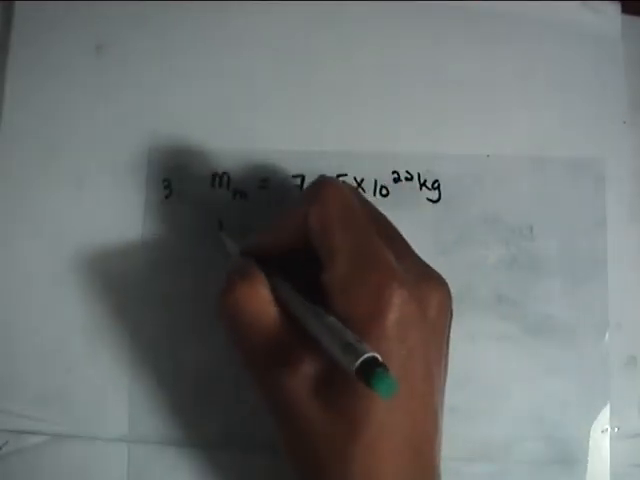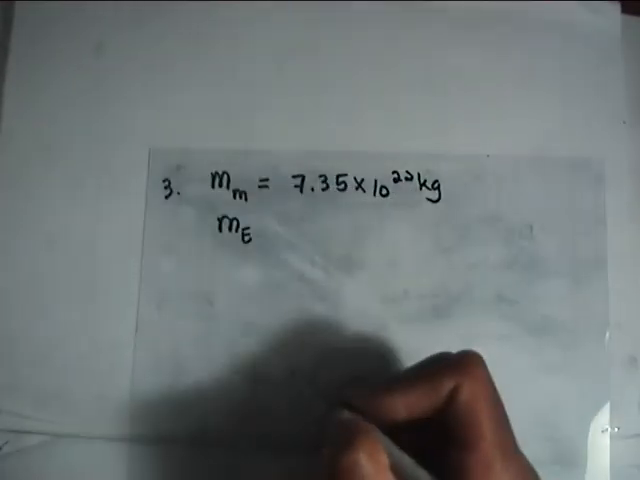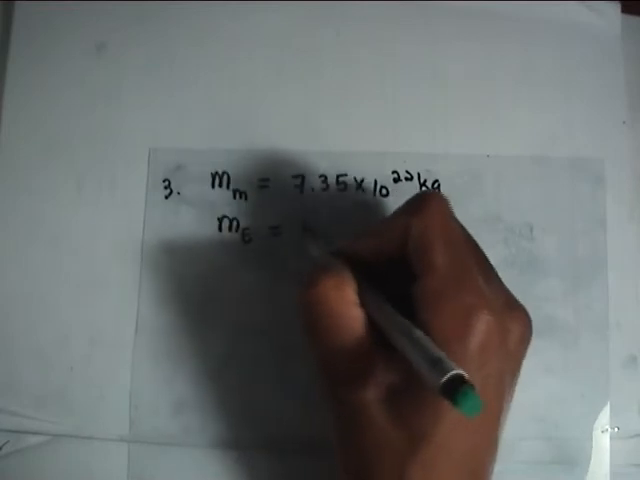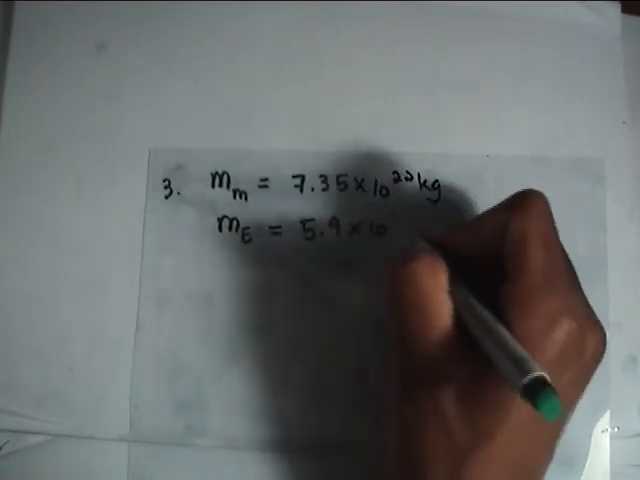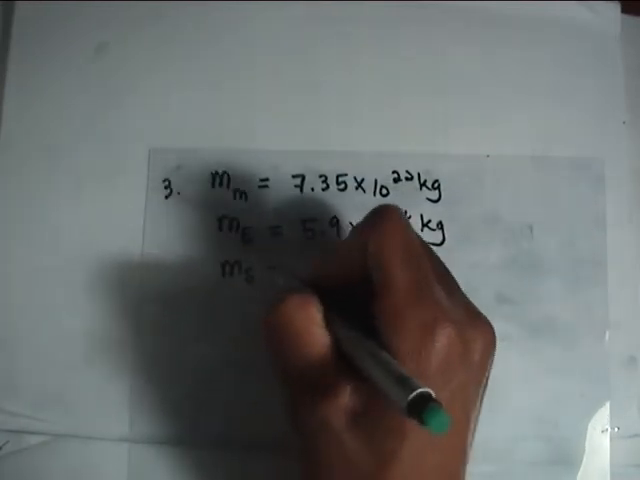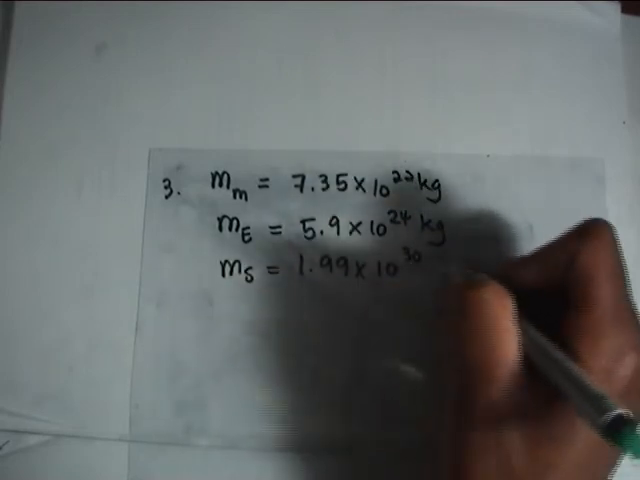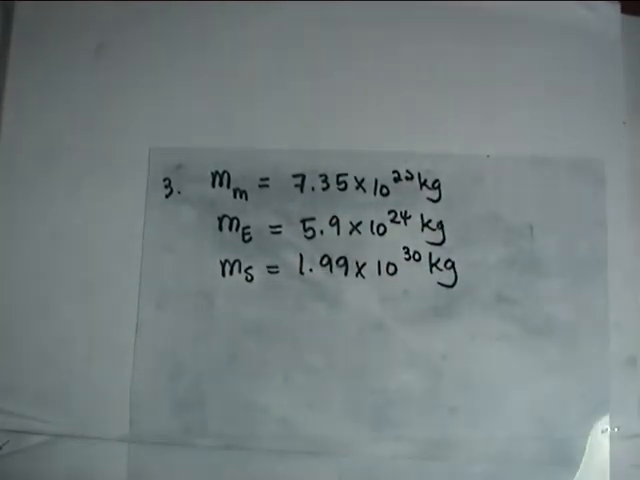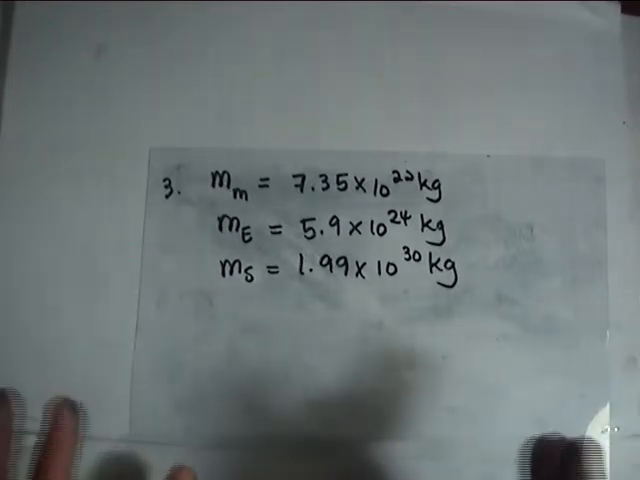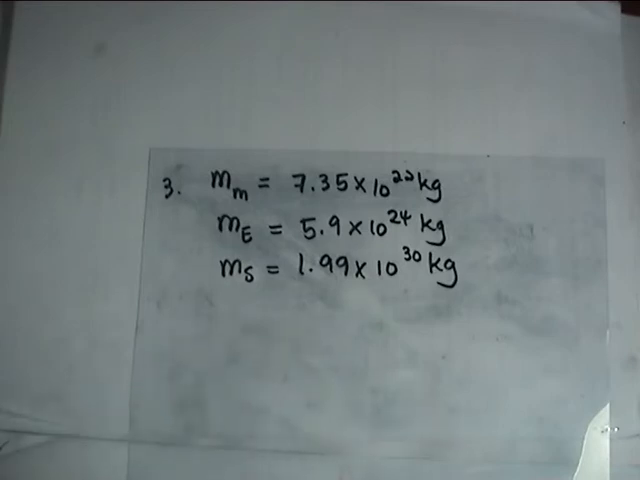We are given that the mass of Earth, ME, is 5.9 times 10 to the power of 24 kgs. And we are given that the mass of the Sun is equal to 1.99 times 10 to the power of 30 kgs. Isn't it? That's what we are given. So here we are told that they are at right angles to each other, and we want to find the overall effect of the mass on the moon.